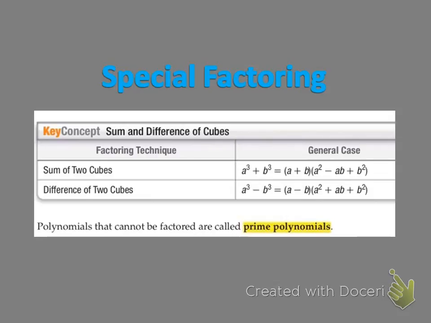So I'm going to write up here on top in red, difference of squares. The general case for that is if you're given a squared minus b squared, it factors a plus b, a minus b. That's how it factors, general case. Your sum and difference of two cubes factor similarly, still slightly different, but that's the same kind of setup.